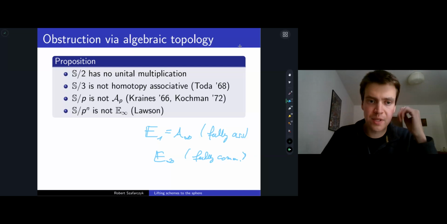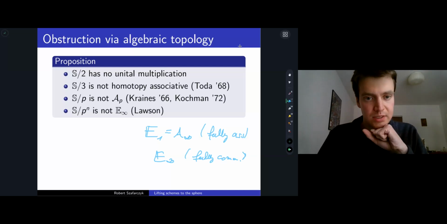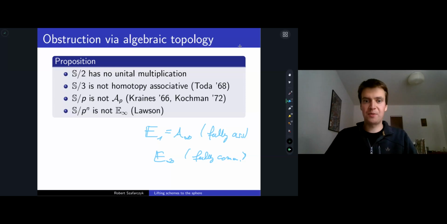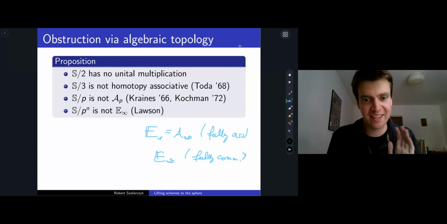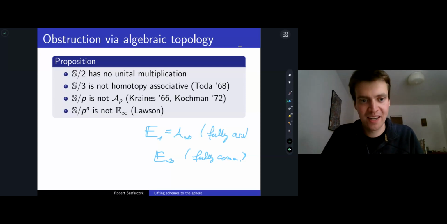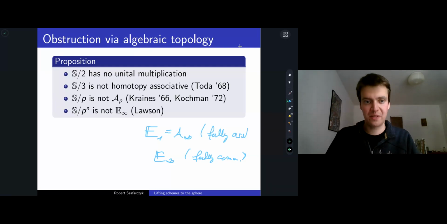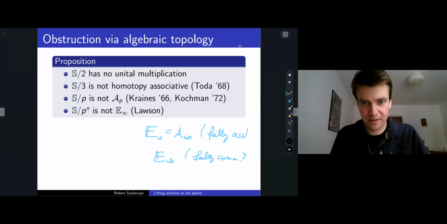By the way, I maybe forgot to mention at the beginning that I'm going quite quickly, so if you're taking notes, it's probably hard to follow. I will send the slides and they will be available after the talk. So I will soon use those things. So E1 is fully associative, then E_n is more and more commutative until we reach infinity, which is fully commutative and associative.